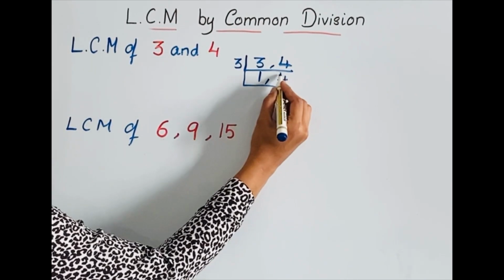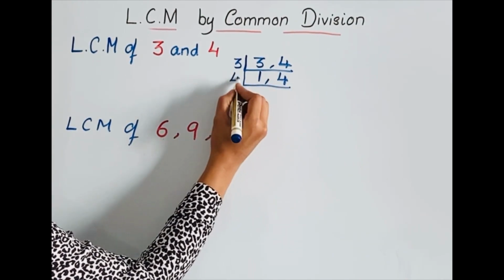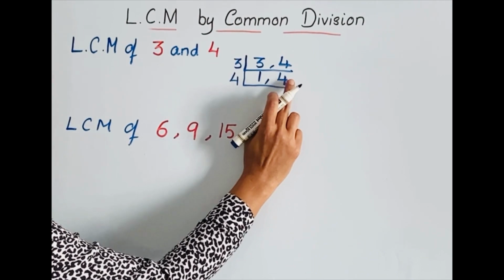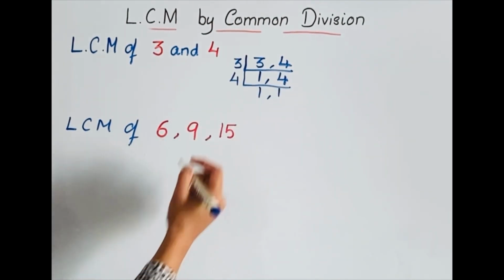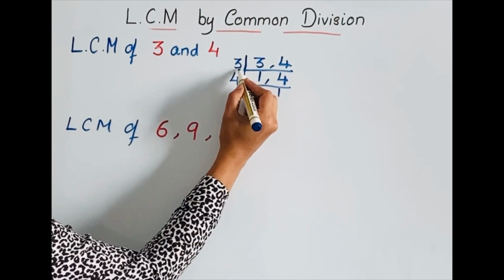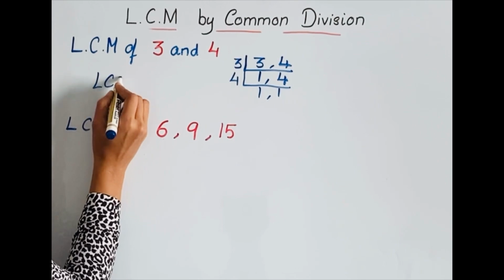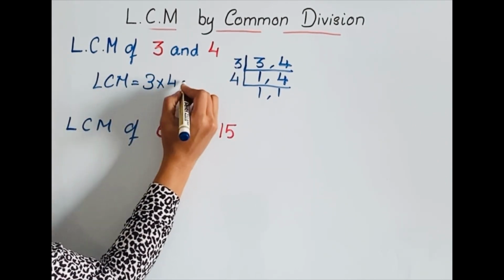Next, use the factor of 4 to divide it. As you are going to divide only this number, use the same number to divide it. So now to find the LCM of 3 and 4, you have to take these divisors and multiply. 3 fours are 12.